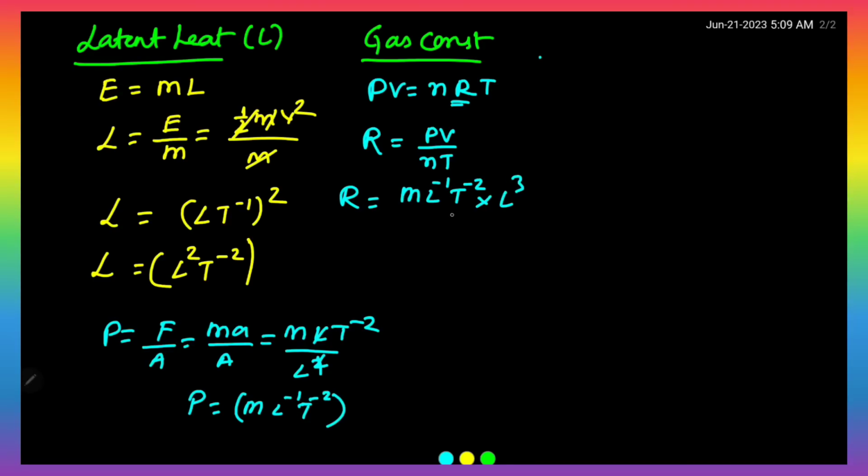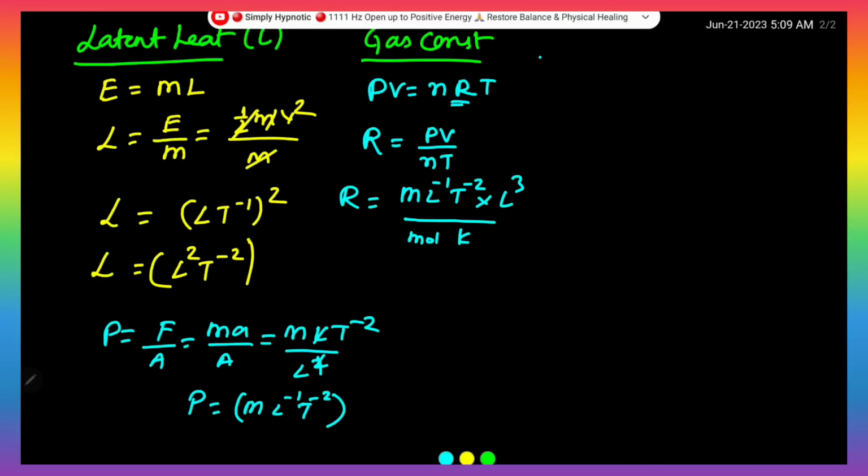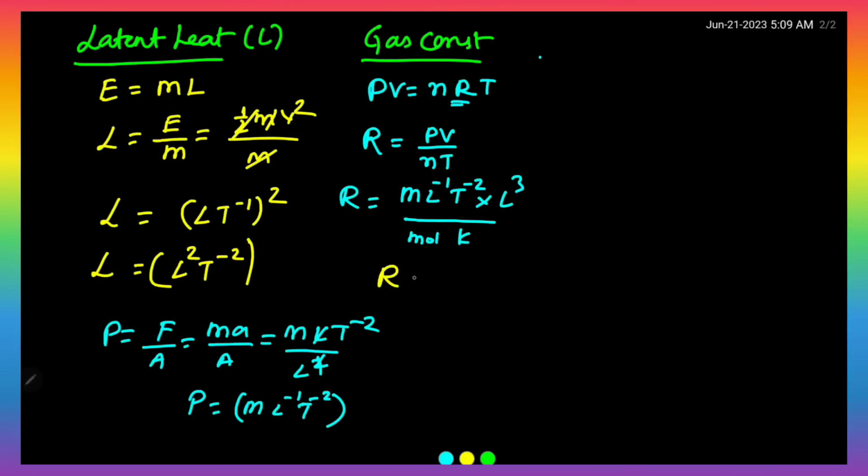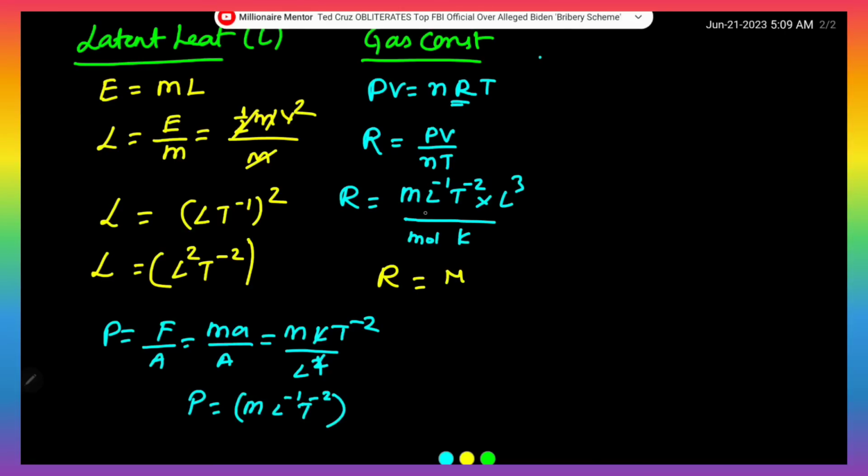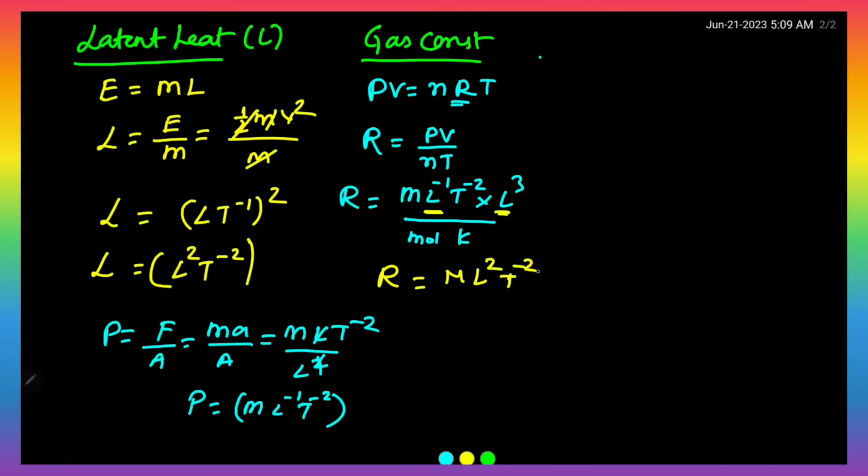And volume means L cube. n means the number of moles, so the dimensional formula is MOL. Temperature means Kelvin. Therefore we can write the dimensional formula for R, the gas constant, as M L square T power minus 2 K power minus 1 and MOL power minus 1. This is the dimensional formula for gas constant.